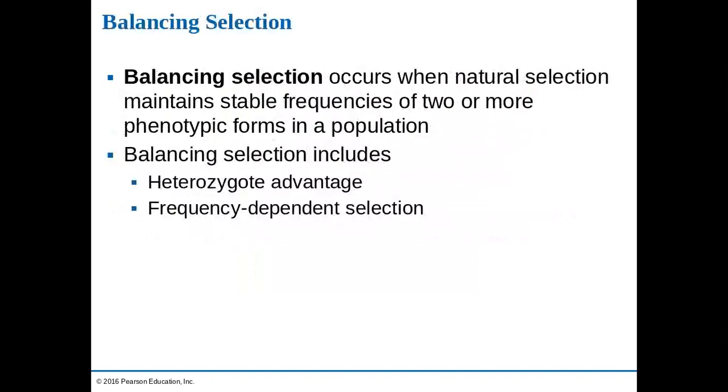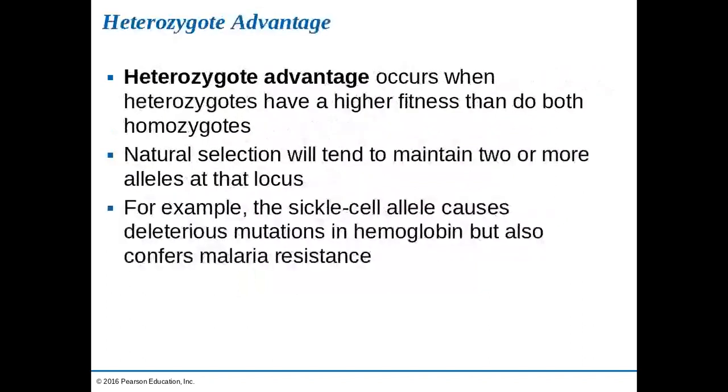Balancing selection occurs when natural selection maintains stable frequencies of two or more phenotype forms in a population. So there's two examples here. One is heterozygote advantage, and the other is frequency dependent selection. So we've talked a lot about the heterozygote advantage. This occurs when the heterozygotes have a higher fitness than the homozygotes. So natural selection maintains two alleles at that locus.